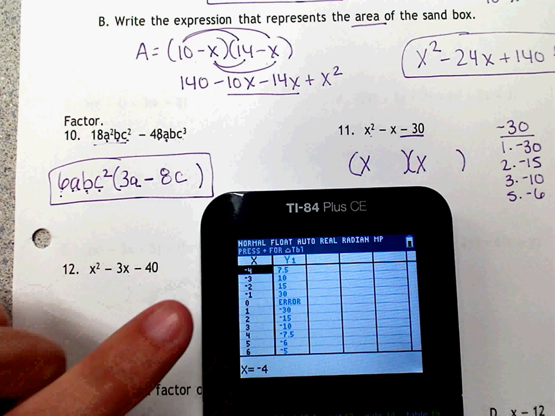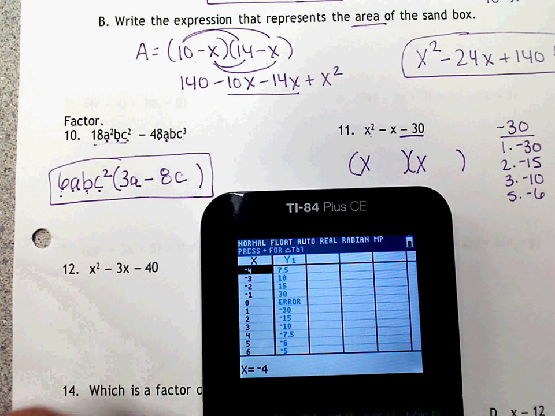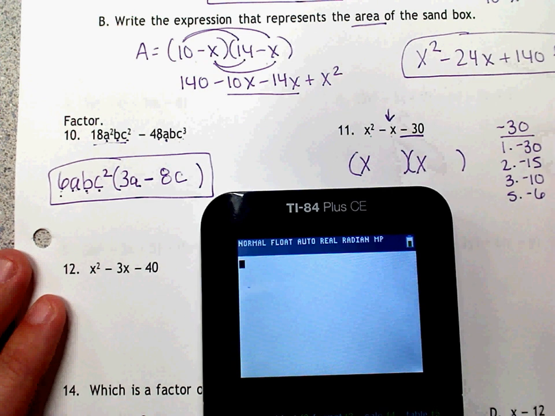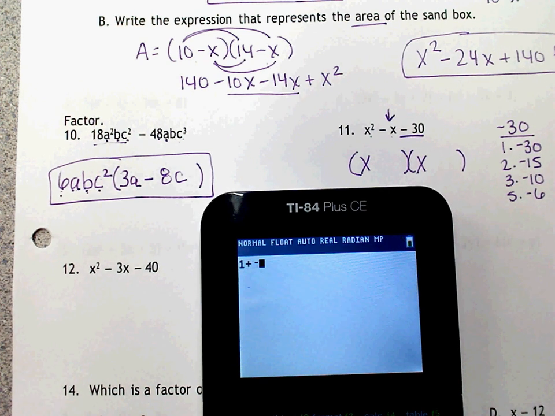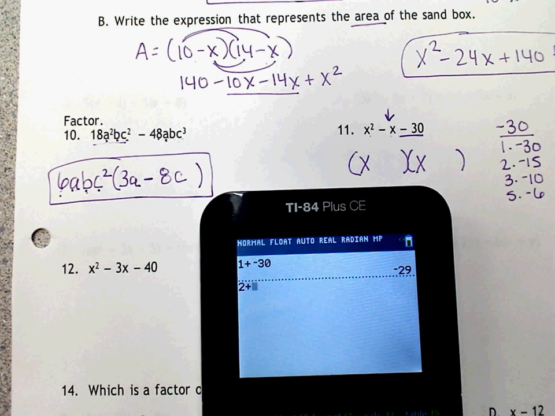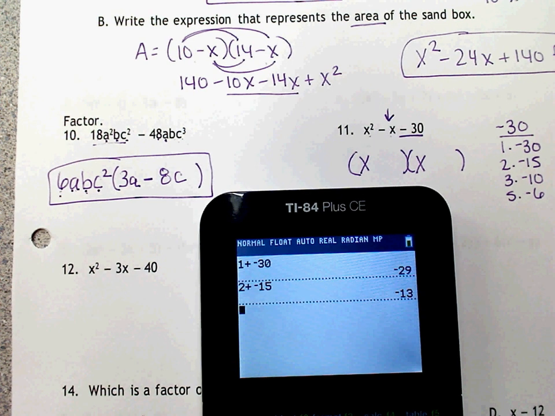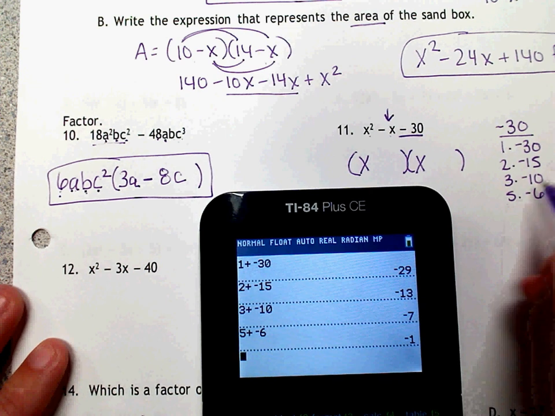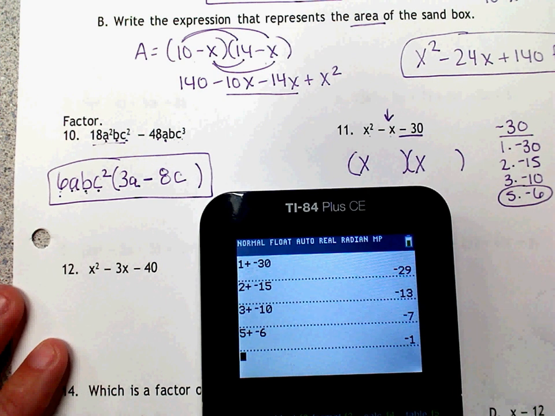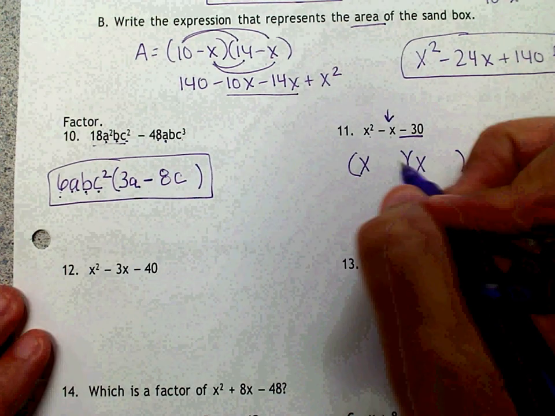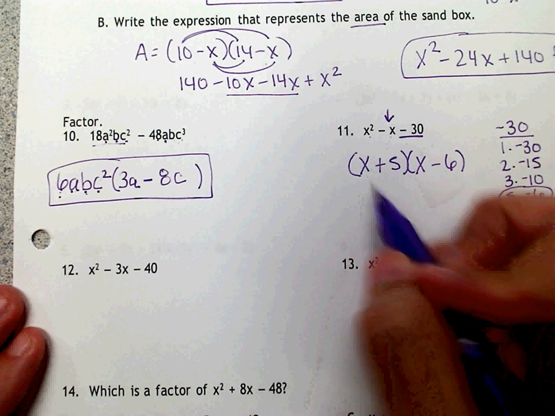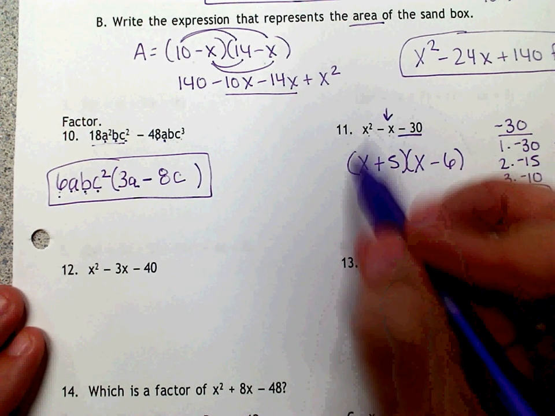But we're trying to find the pair that, if I add them together, will give me negative 1, which is this number right here in the middle, that b value. So 1 plus negative 30 is not negative 1. 2 plus negative 15 is not negative 1. 3 plus negative 10 is not negative 1. 5 plus negative 6 is negative 1. So this tells me that these are the values that go in my binomials. So I'm going to have a positive 5 and a negative 6. And of course you can distribute that back out to make sure that you get this correct.